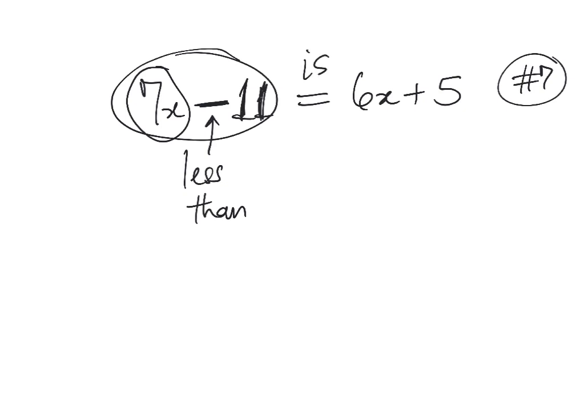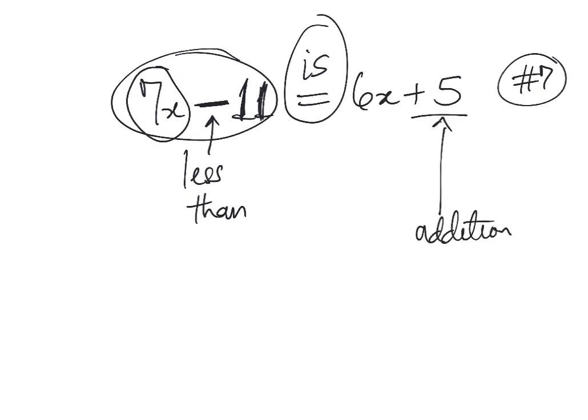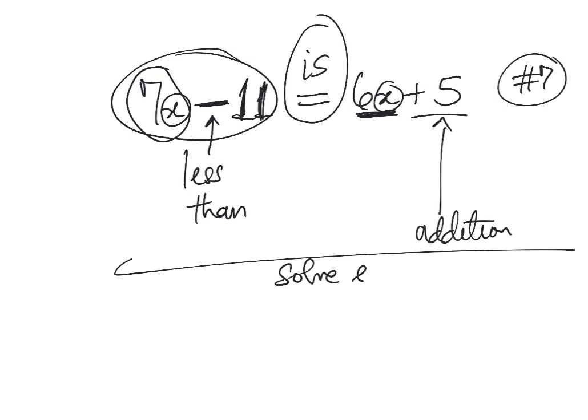And then the word is here represents the equal sign: is 5 more than, so 5 more than, notice that's our addition there, 6 times that number. So it's the same number here and here. This is another example, and here all you need to do is solve the equation. You can use multi-step equation principles. You subtract 6x from both sides. You add 11 to both sides, and you'll get your answer.